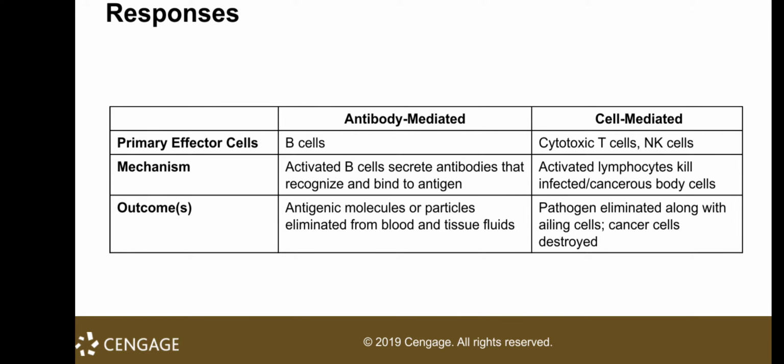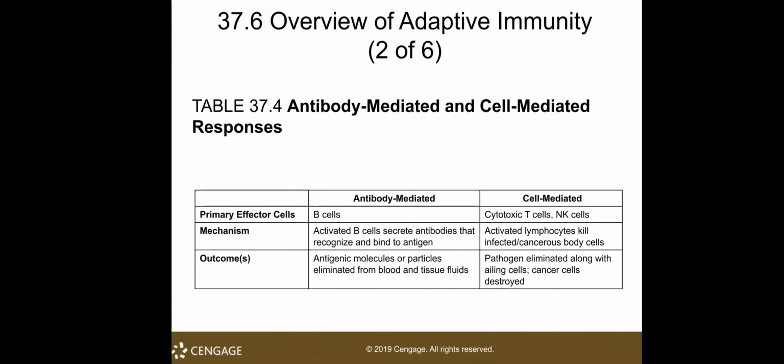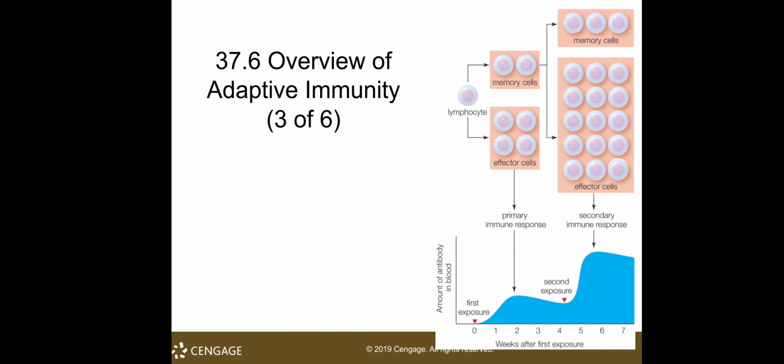And then for the cell-mediated, the outcome is of course the actual elimination of the pathogen along with the ailing cells. This is especially true in the case of viruses. Viruses infect a whole cell, so they enter our own cells and infect them. So those infected cells are already compromised. They must be eliminated by the cytotoxic T cells and even the natural killer cells. It's the same with the cancer cells. They are bad, they are compromised, and are no longer good for our body. So they must be eliminated. So this is the brief overview of the antibody and cell-mediated responses.